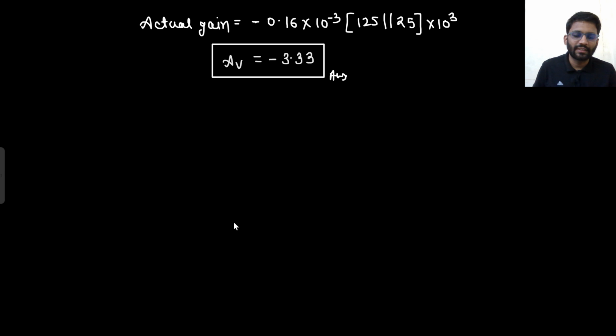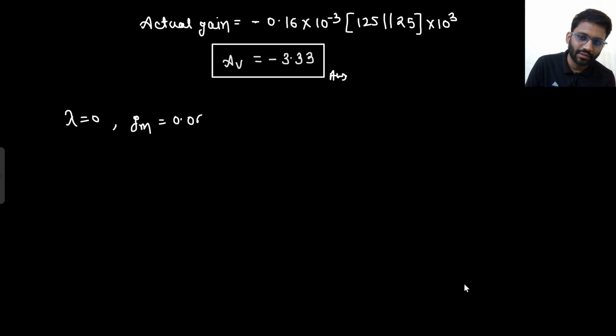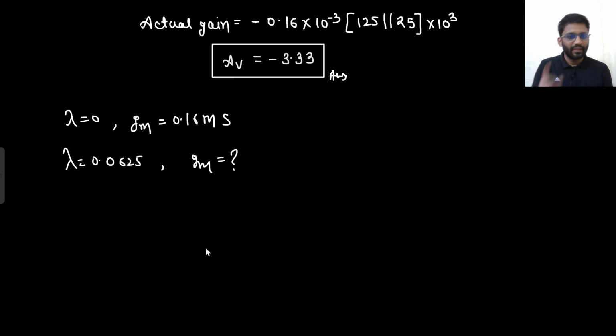What I mean to say is that, sir, when lambda was 0, then you said your Gm is 0.16 millisiemens. But if your lambda is 0.0625, then what will be your Gm? It can change, no? It can change, but while doing the AC analysis in the complete MOS amplifier, we will not change it. Whether it is lambda equals to 0 or any value, we take the Gm to be the same.